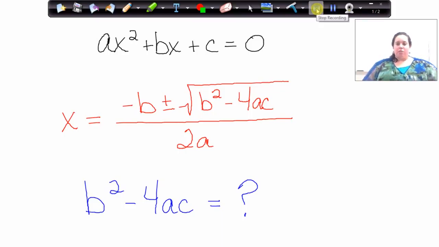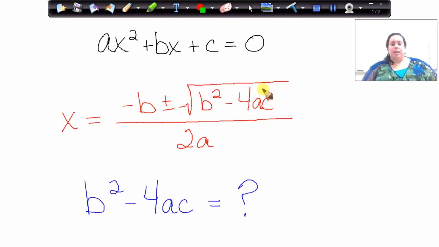All right, remember to solve equations, we can use the quadratic formula, okay? If we have a quadratic equation in standard form, we can use the quadratic formula to figure out what x equals. Well, it's kind of complicated, and it has this square root in it, and because it has a square root, that is something we have to worry about.